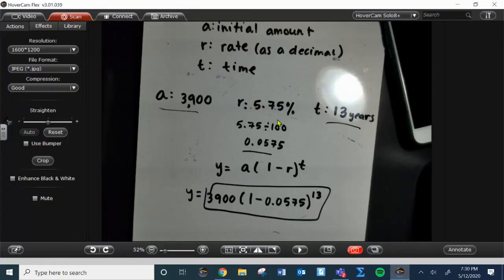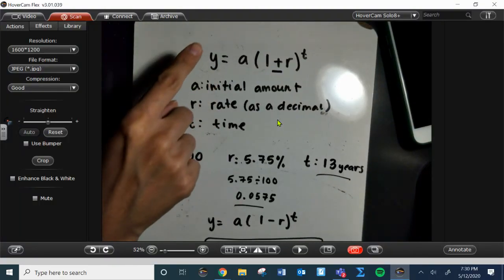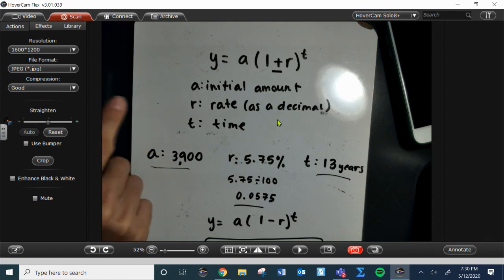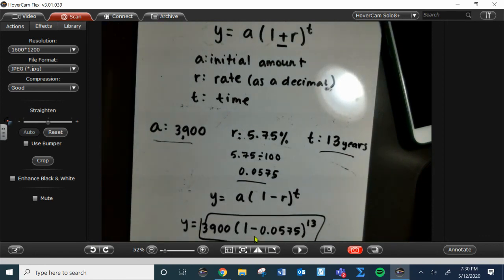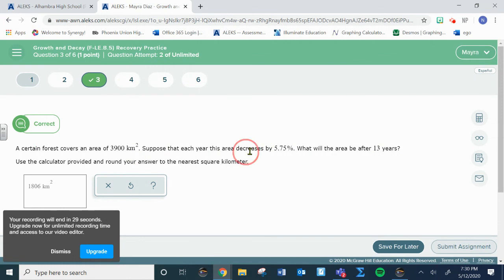So again, you're using this formula up here. Find these three things. Look for the word that tells you whether it is increasing or decreasing, and then you plug them in.